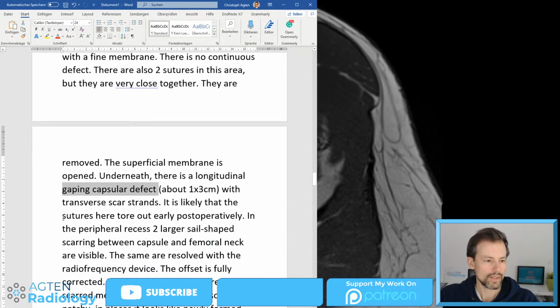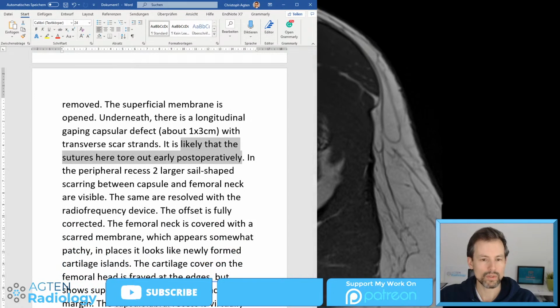So it is likely that the sutures here tore out early post-operatively. It makes sense because they wouldn't leave the joint with this kind of gap. So what they do, they go in, they go out, and then they fix the joint capsule together. And so they are suspecting an early post-operative tear of the sutures. So in the peripheral recess, two large sail-shaped scars between capsule and femoral neck are visible. They are removed again.